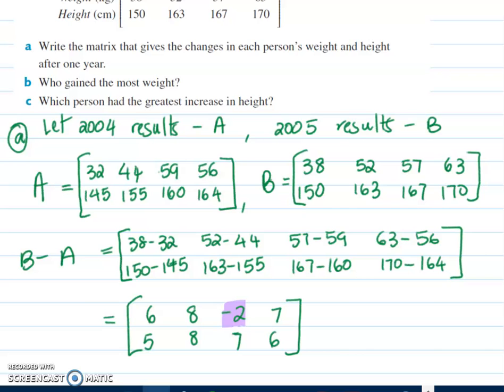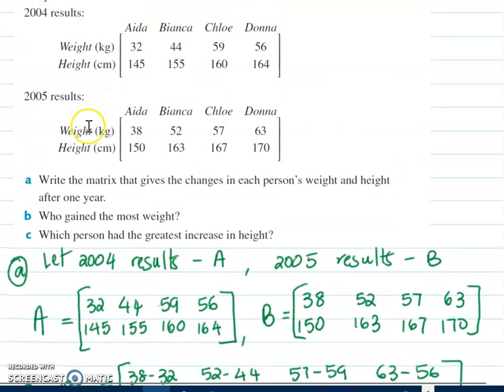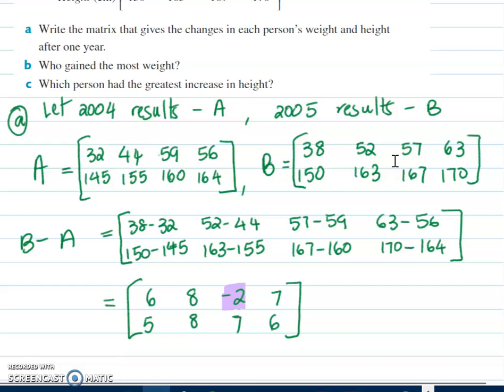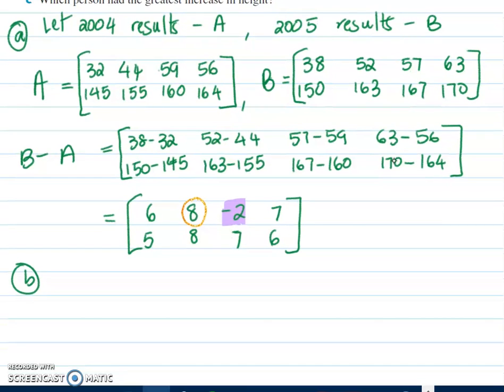Okay, let's look at the second question. Who gained the most weight? Now, if you remember, our row 1 gives us the weight, and row 2 gives us the height. So we are looking at row 1 to answer that question. If you have a look at row 1, the highest amount was 8, and that was for Bianca. So therefore, Bianca gained the most weight.